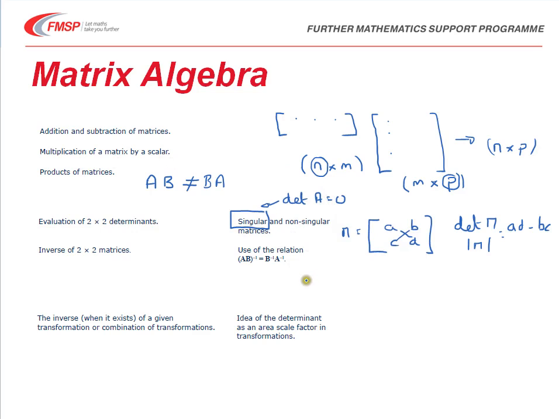Now, as long as it's a non-singular matrix, then the inverse of matrix M, M inverse, is given by 1 over the determinant of M, times the matrix produced by swapping the leading diagonal so that A and D are exchanged. This is what's referred to as the leading diagonal. Swap the leading diagonal and then change the sign of the other diagonal.